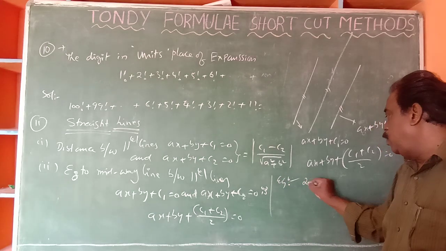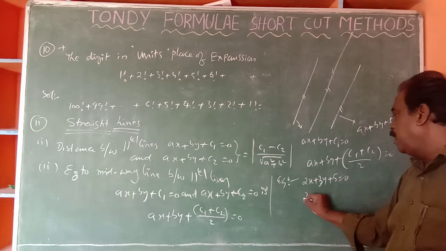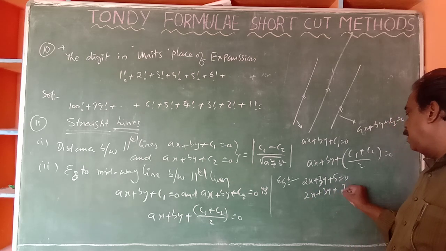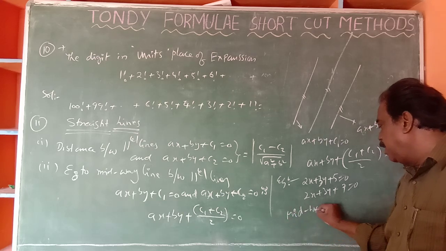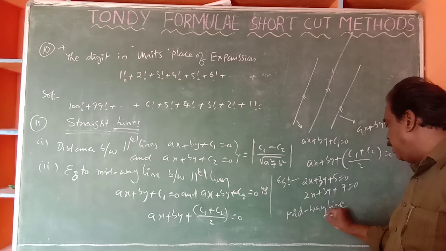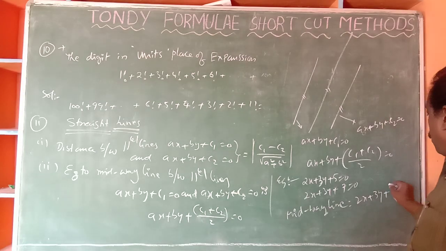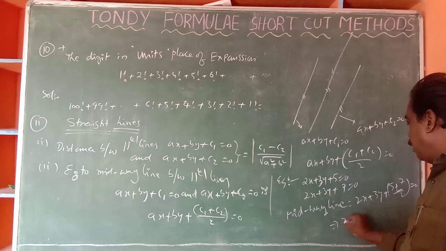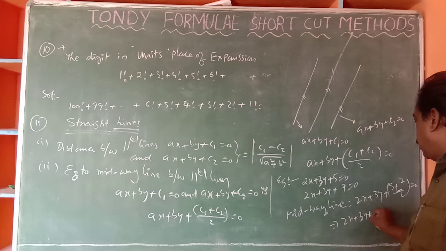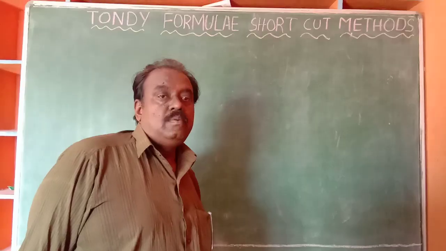The lines are 2x plus 3y plus 5 equals 0 and 2x plus 3y plus 7 equals 0. Is there a midway line? The midway line is observed: 2x plus 3y plus (5 plus 7)/2 equals 0. That implies it is 2x plus 3y plus 6 equals 0. Okay, that is the midway line.